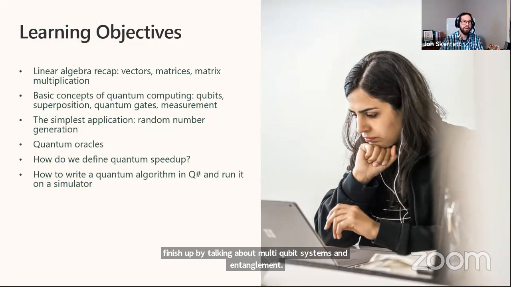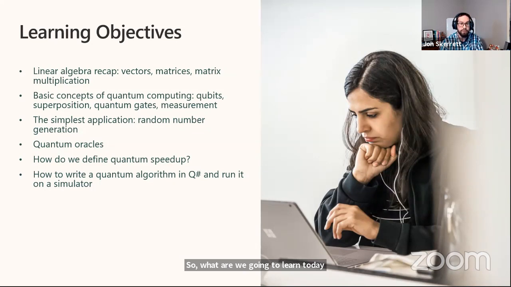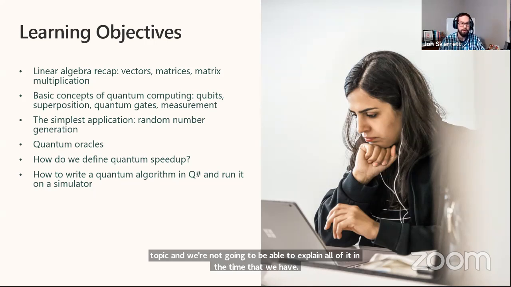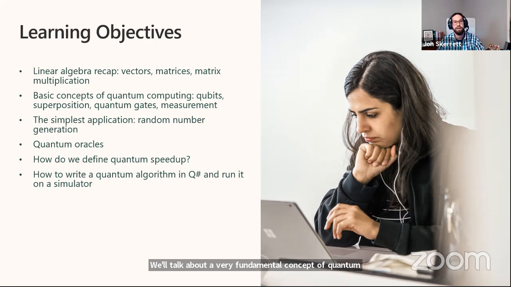So what are we going to learn today? We are going to take a little recap of the linear algebra that's needed for quantum computing. We'll cover a couple of basic concepts like learning how to generate truly random numbers. And we'll cover only what's necessary in order to talk about the quantum algorithms that we want to implement, because quantum computing is a vast topic and we're not going to be able to explain all of it in the time that we have. We'll talk about a very fundamental concept of quantum oracles, which we use as one of the ways to define a quantum speedup. And of course, we'll talk a lot about implementing algorithms in Q# and the ways that these concepts are reflected in the programming language.